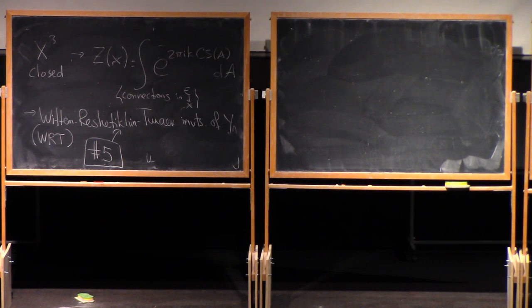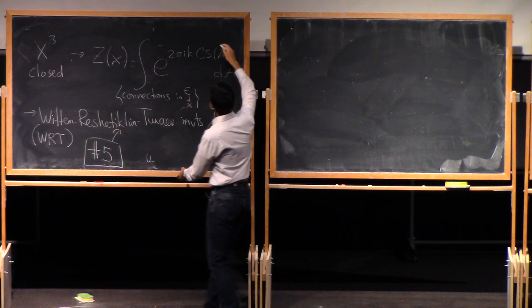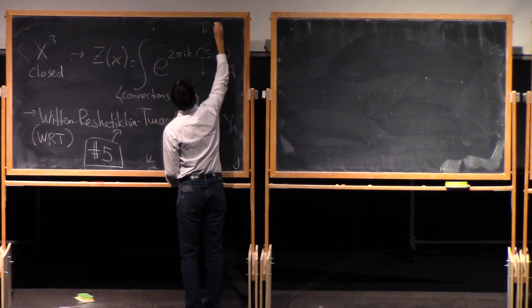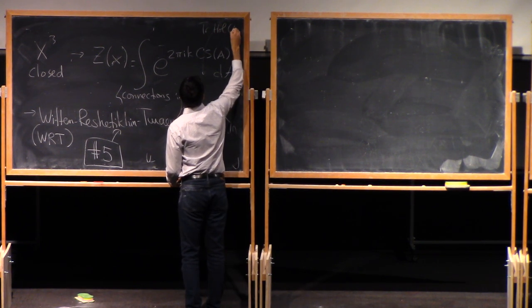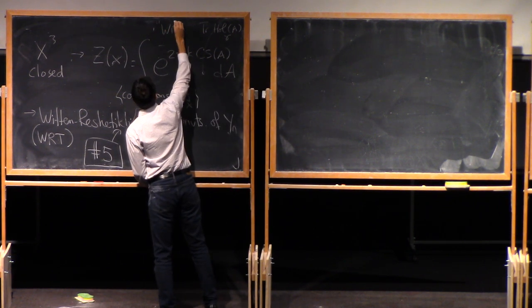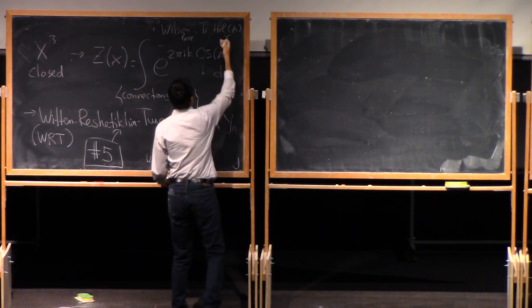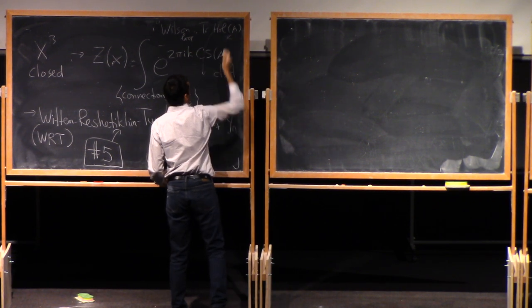You can also add what's called Wilson loops. So you can add in here the trace of the holonomy of A around some loop gamma. This is called inserting a Wilson loop, and let's say some knot.